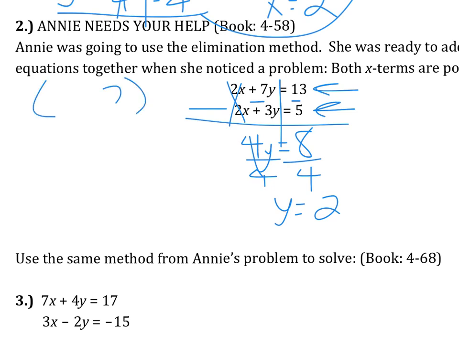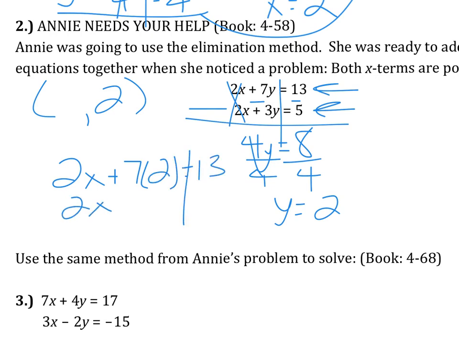So we know that our y value is 2. So we're going to plug this back into one of our equations. I'm just going to pick the top one. So we have 2x plus 7 times y, which is now 2, equals 13. So we get 2x plus 14 equals 13. And we'll subtract 14 on both sides.